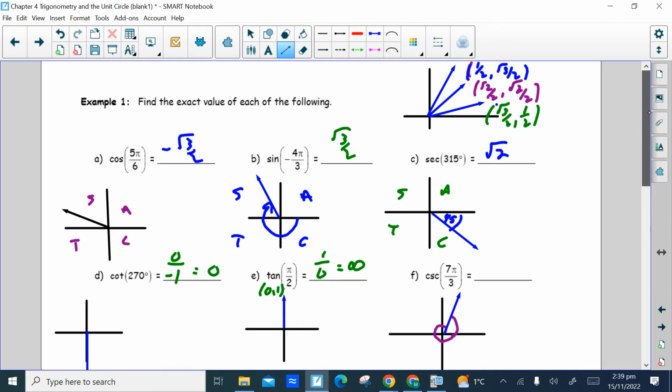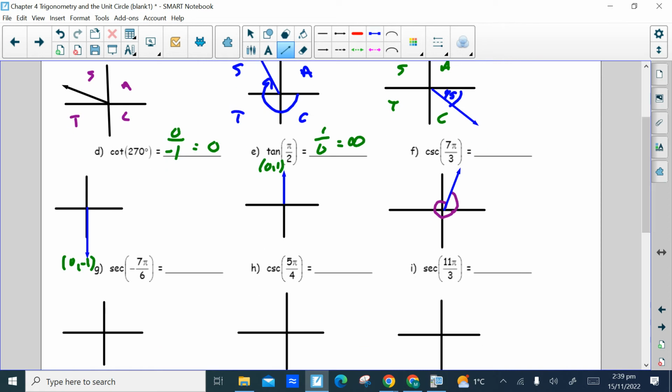So if we go up to pi on 3 radians, and remember that the cosecant is the reciprocal of sine, the sine is root 3 over 2, so the cosecant will be 2 over root 3. Which, if we rationalize that, which you always should do, we get 2 root 3 over 3.